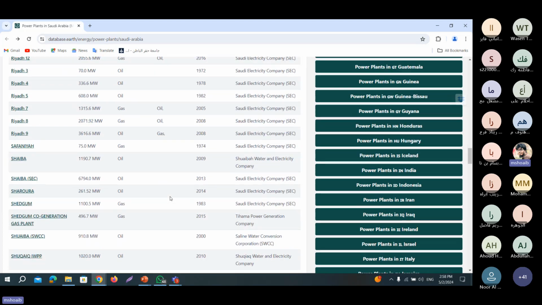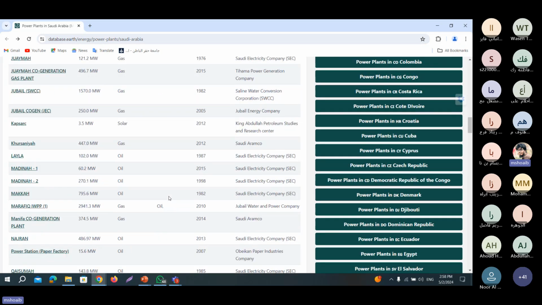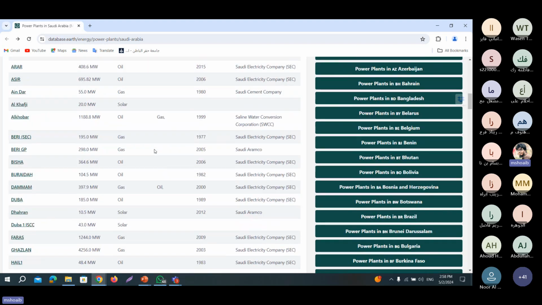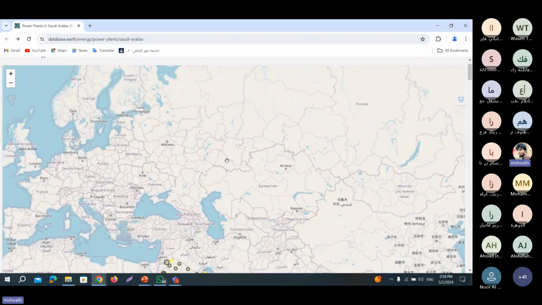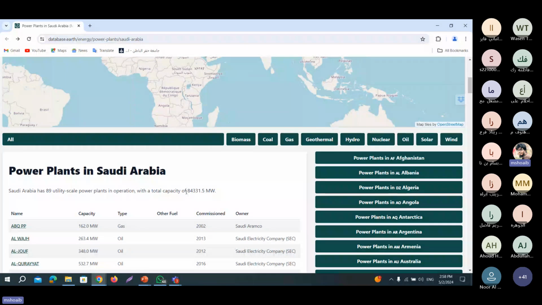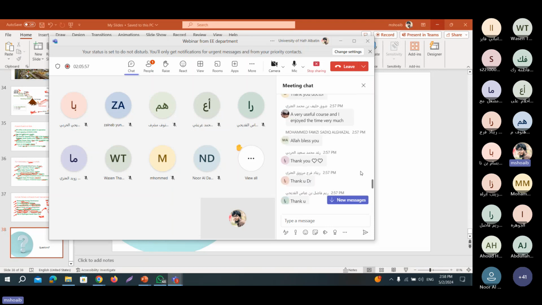But as I have already mentioned, the big projects are under construction in Saudi Arabia. You see the solar plants which are under operation. But I think this list is not very updated. This is the place where you can get the information for any country, any type: biomass, coal, any type. This is database.earth. As far as I know, there is some biomass, but on a very low scale, not contributing to the national grid.